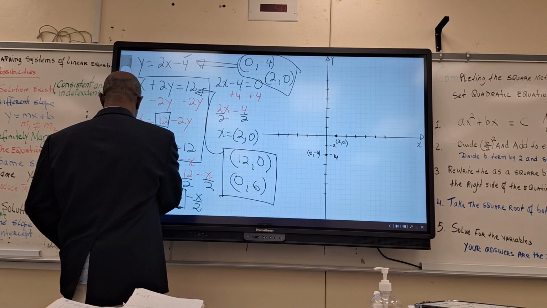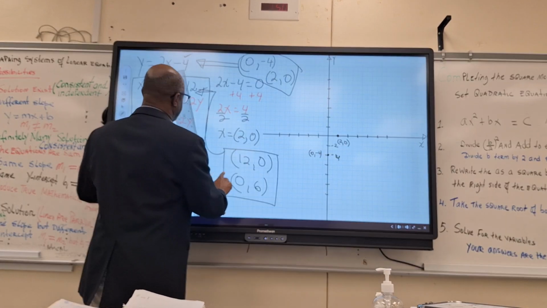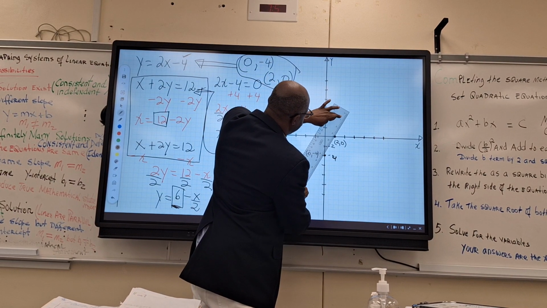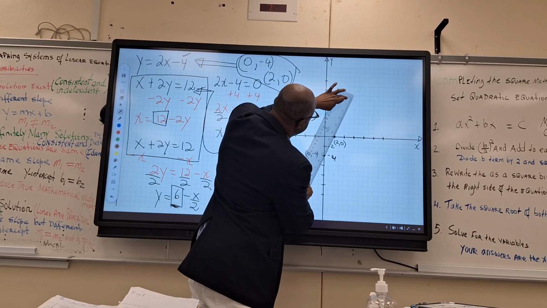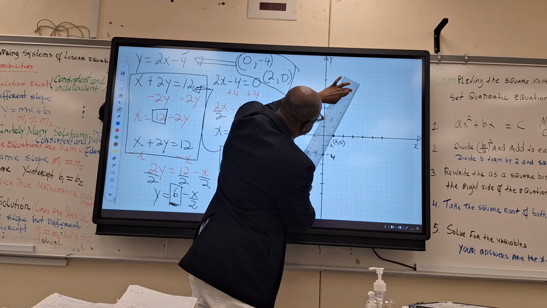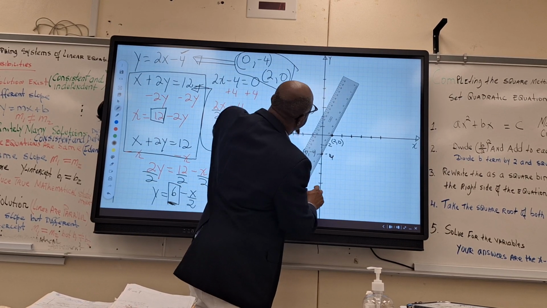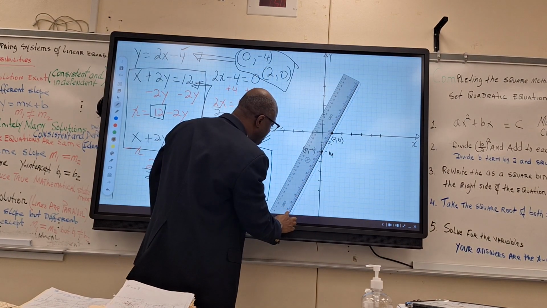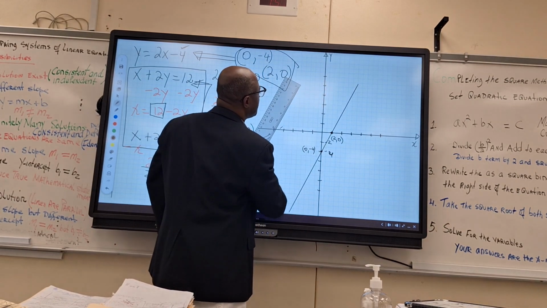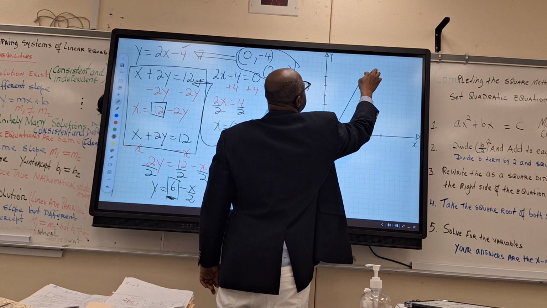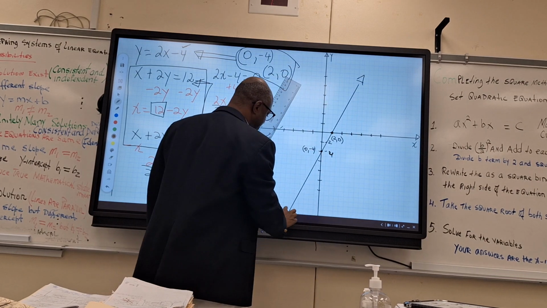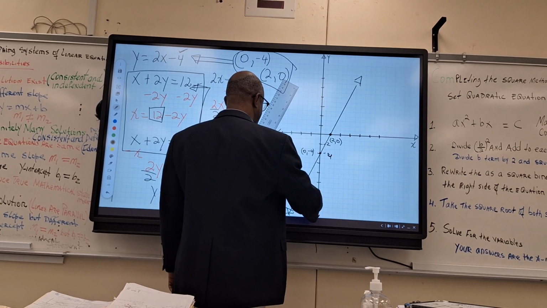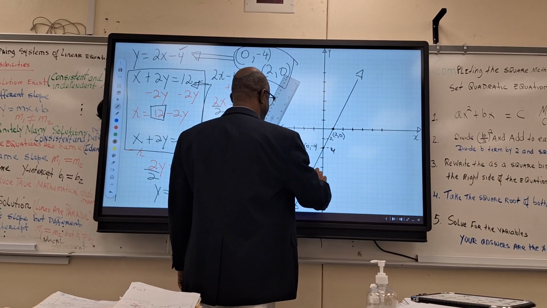Then I'm going to get a ruler and connect those 2 points. Hold my ruler. Make sure that it touches those 2 points, to the best you can. Then you can continue it, right? Since it's a line, you have the arrow going in that direction. And my equation was what? Y equal 2x minus 4.